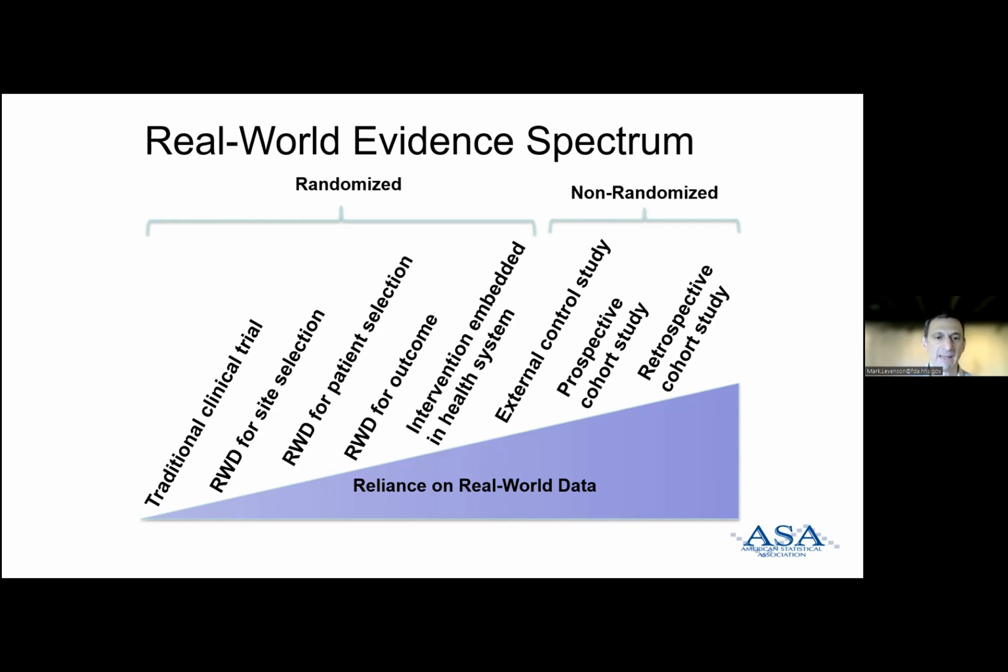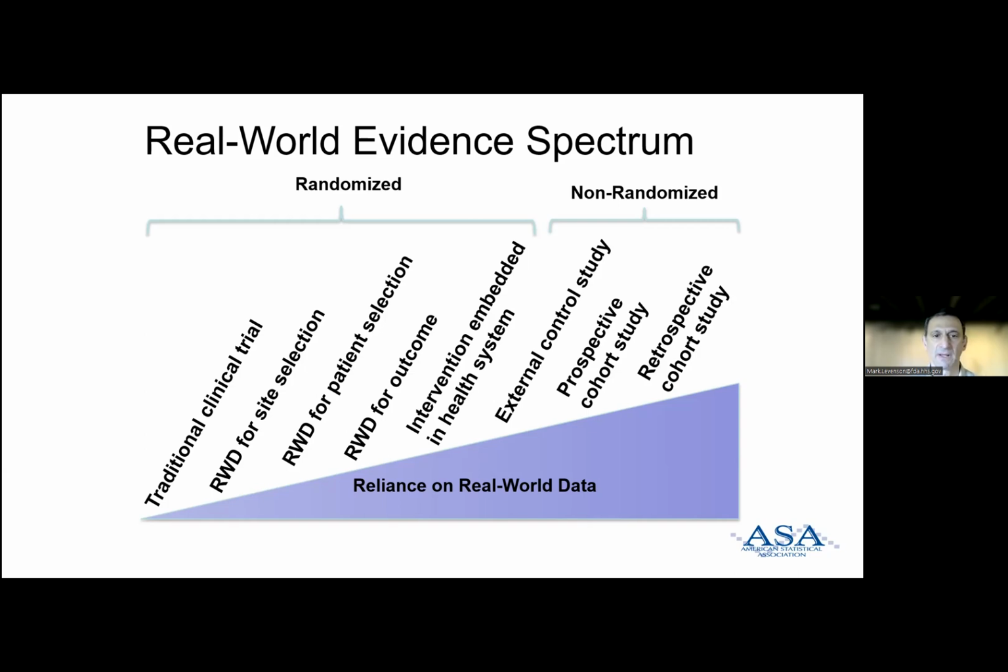Moving up this ramp, RWE may be used for site selection. There's many other uses, and this is just examples here, but you might use the RWD to figure out what physicians are seeing the patients you're interested in for your clinical study, where there might be a lot of patients. But once the sites are selected, again, it might look very much like a traditional clinical trial.